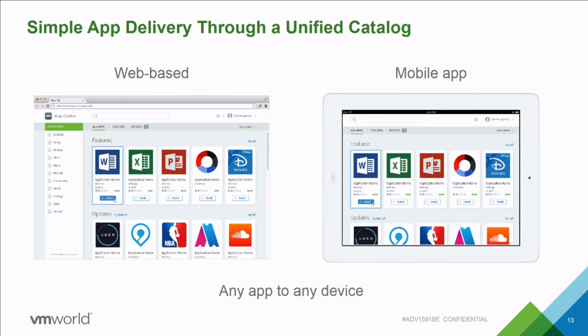So from an end user perspective, what do they see? What they see is only a catalog. And from that catalog, they will be able to launch any kind of applications. That catalog will be available either from the desktop, from a web browser, from a mobile device, from any device. They will have the ability to connect and to see and access their applications.